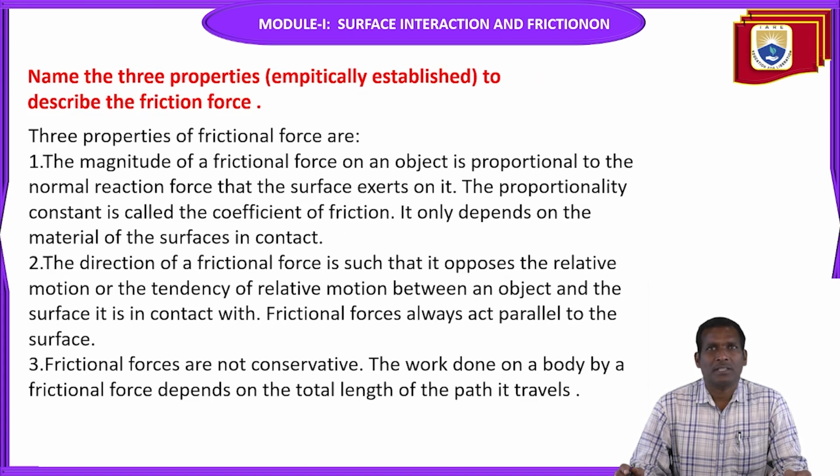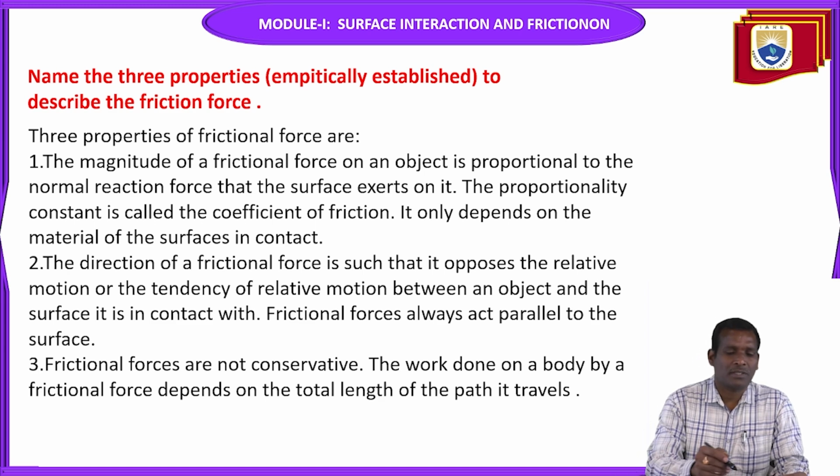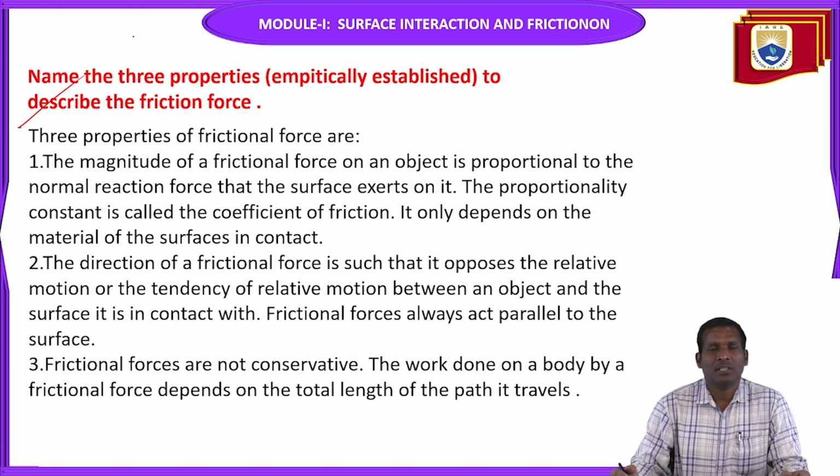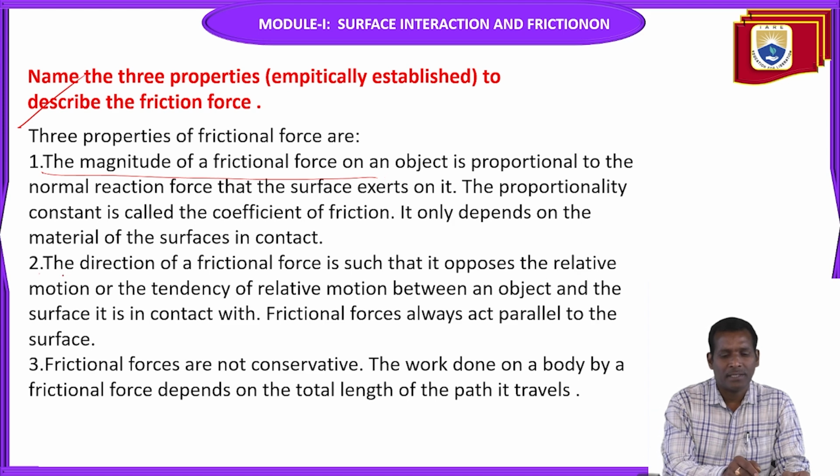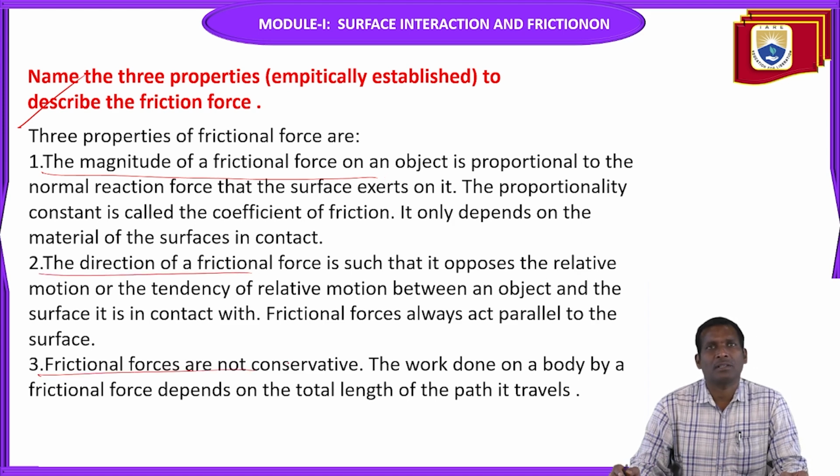Name the three properties to describe the friction force. What are the three properties of frictional force? One is the magnitude of the frictional force, another is the direction of the frictional force, and the third is that frictional forces are not conservative. The magnitude of a frictional force on an object is proportional to the normal reaction force that the surface exerts on it. The proportionality constant is called the coefficient of friction. It only depends on the material of the surfaces in contact.